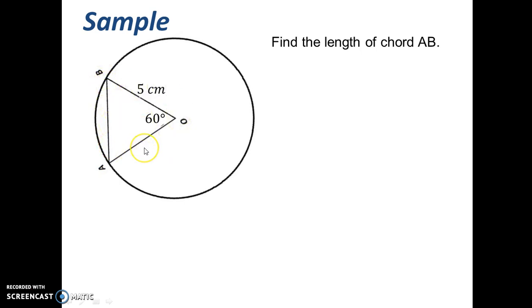We have all the information we need. Let's take a look how we can do this. First, as I mentioned, it might be helpful to bisect the central angle like this. So you draw a segment through there that cuts it in half.